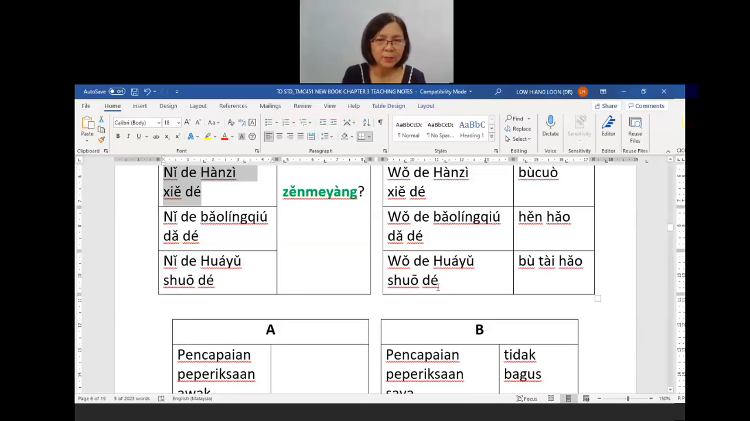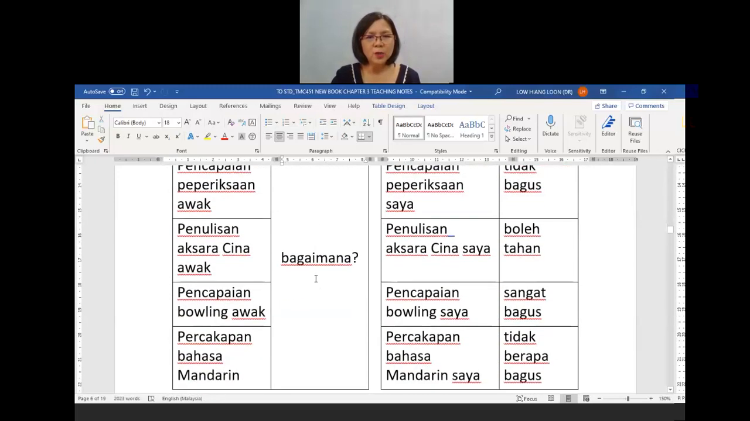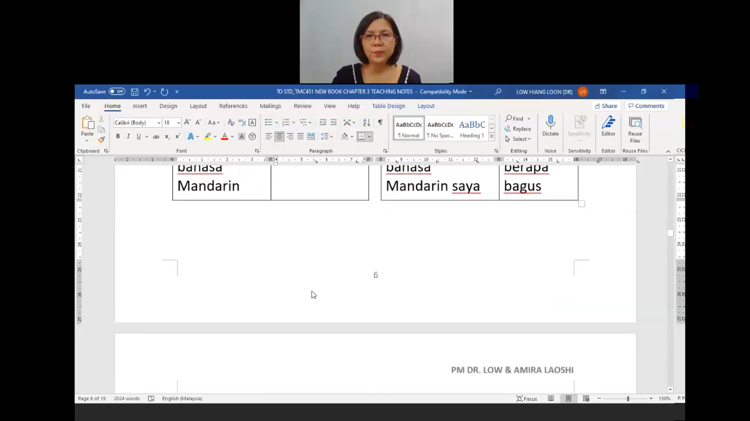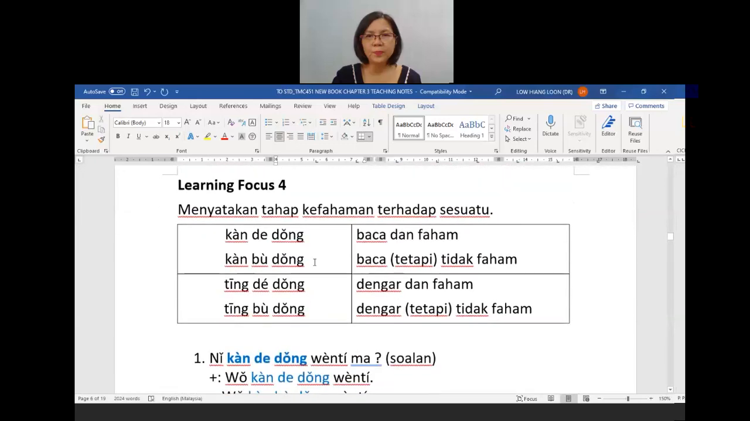Yes. Okay, everybody needs to do revision so that you can say it back from here. Here, actually, you can use bagaimana, but a better one is macam mana for zenmeyang. But both are okay. Alright, okay. So done, and we are coming to focus four.